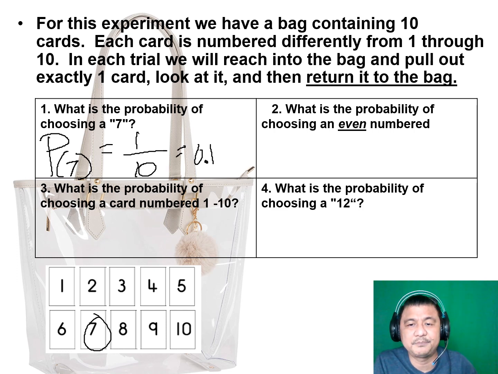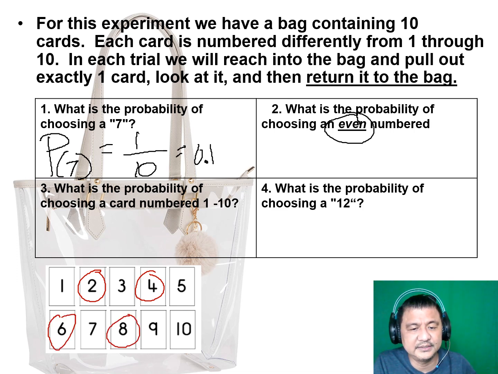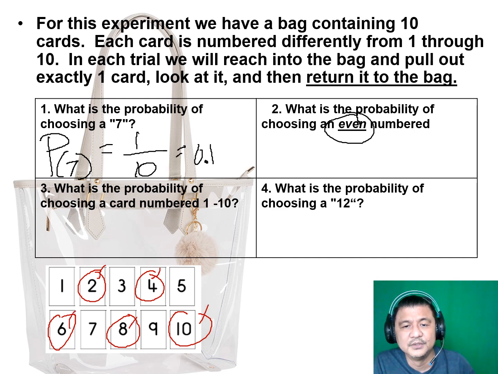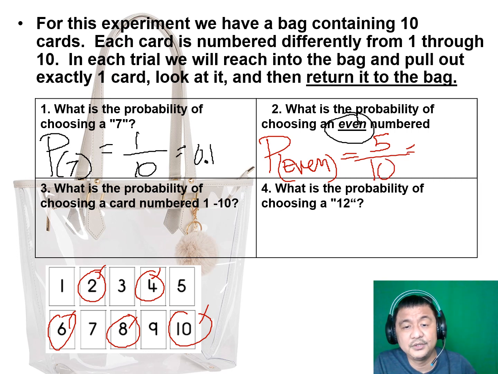Okay, number 2. What is the probability of choosing an even number? Okay, let's erase this 7. Let's now circle the even numbers 2, 4, 6, 8, and 10. How many even numbers do I get? 1, 2, 3, 4, 5. So the probability of getting an even number is 5 over a total of 10, or you could say 1/2. So what can you say? Even chance, right? You can get it or not get it. 50-50% chance. Okay, that's clear.